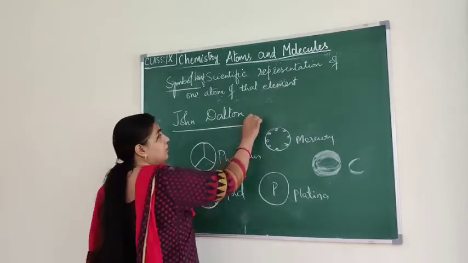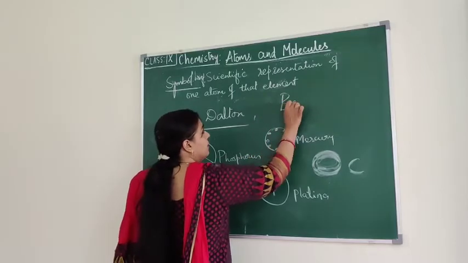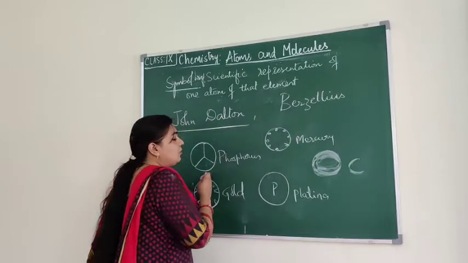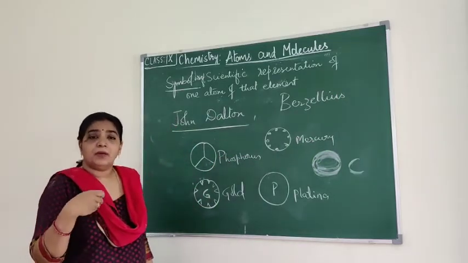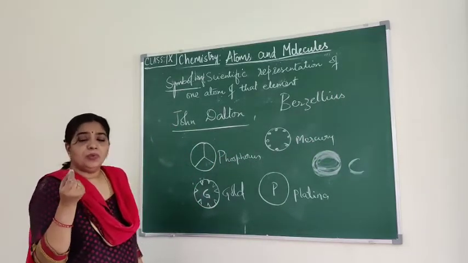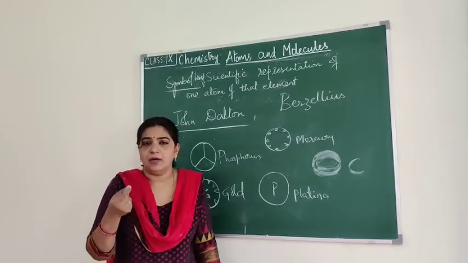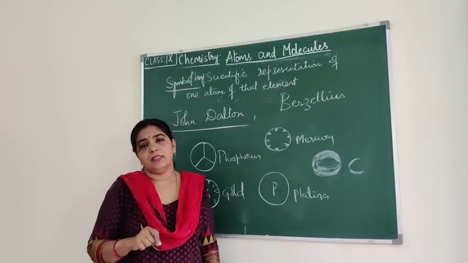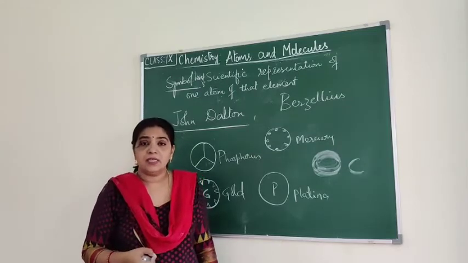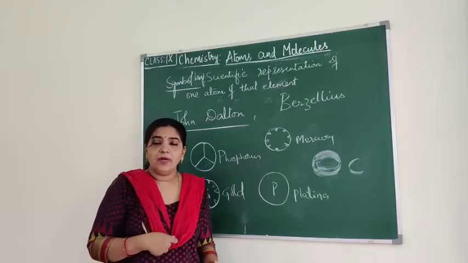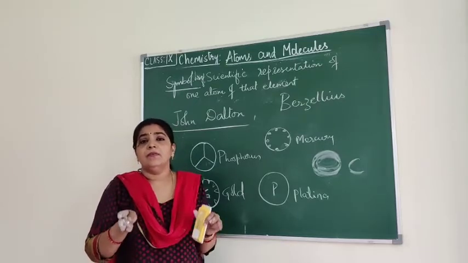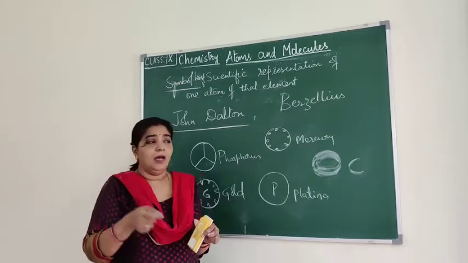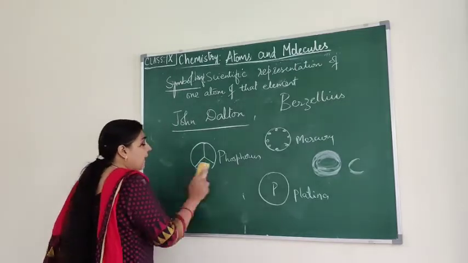Later on, one more scientist by name Berzelius suggested, instead of representing pictorially, we can use the letters, the alphabet of that particular element, and we can use it as the symbol. That's what Berzelius suggested. In the modern day system, the elements are given the symbol by a union called IUPAC.